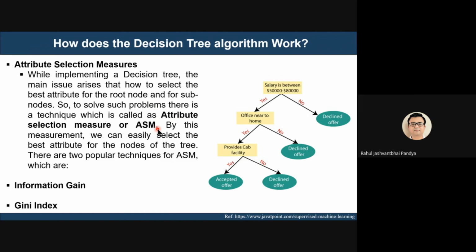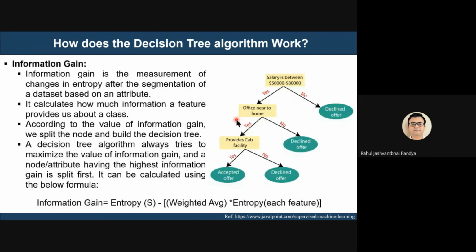By this measurement, we can easily select the best possible attribute for the node from the tree. There are two popular techniques in ASM: information gain and Gini index. With these two techniques, we can extract the major attributes for selection, and we can split the root node into the subnodes.